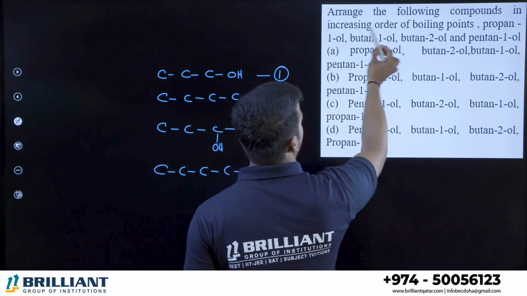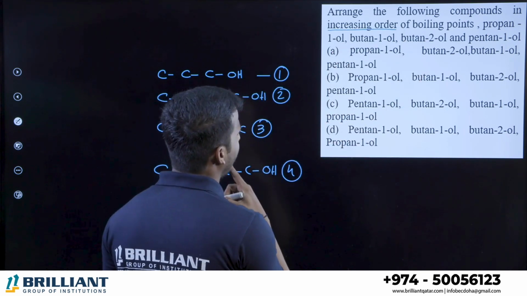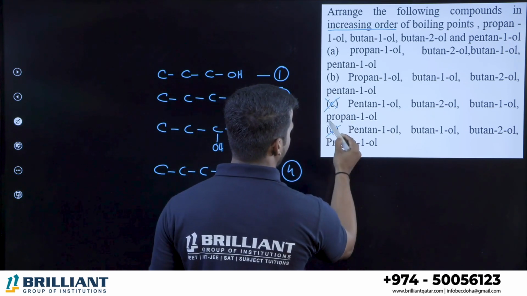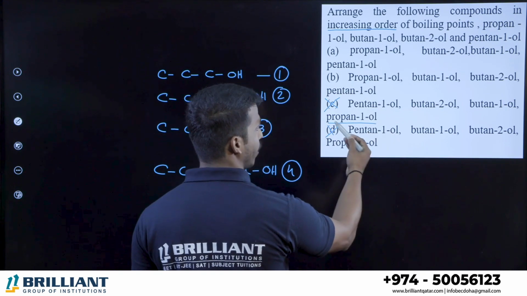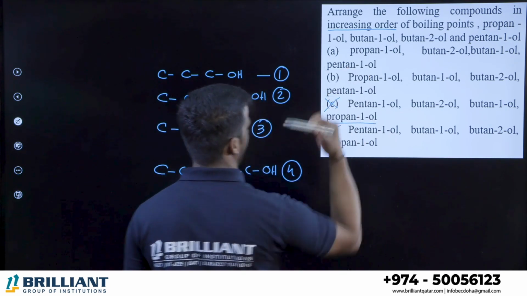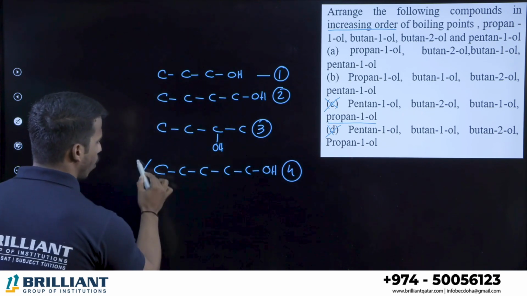The question is increasing order. Since pentan-1-ol has the greatest boiling point, we can definitely cancel options C and D, because they give the greatest boiling point as propanol, not pentan-1-ol. So option A or B. Okay, so pentan-1-ol is over.